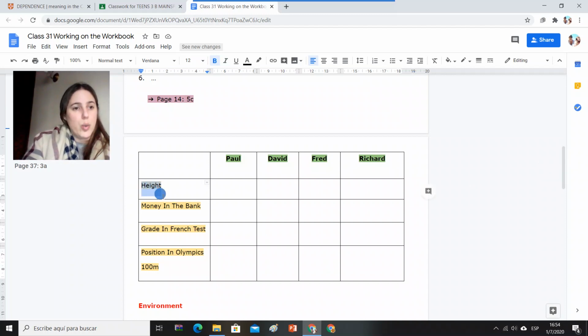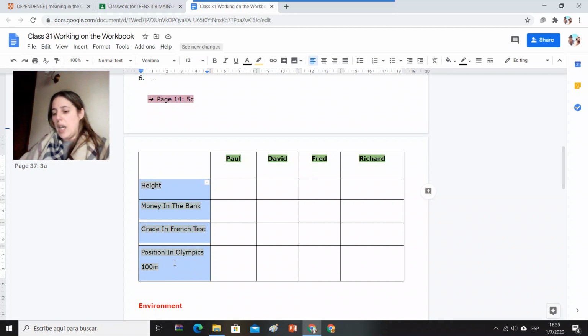Height es la altura, money in the bank es cuánta plata tienen en el banco, grade in French test es la nota que obtuvieron en el examen de francés, and position in Olympics 100 meters, han corrido y qué posición han tenido. Entonces, si yo leo, ¿qué dice? Paul is taller than Fred, but not as tall as Richard. Y después leo que en number 3 me dice David is the shortest.